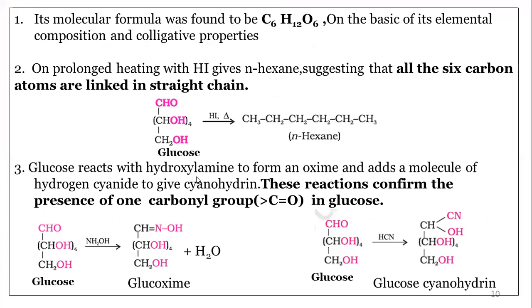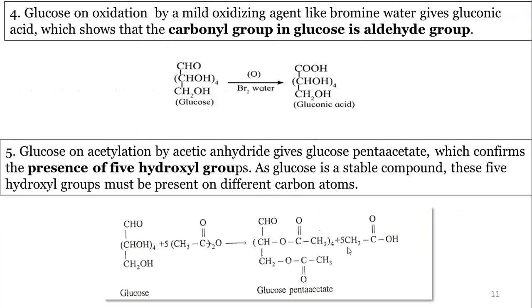Then we are discussing the structure of glucose. There are many evidences. Yesterday we discussed reaction number one. When glucose is treated with HI, it gives n-hexane. This n-hexane indicates that all 6 carbon atoms are linked in a straight chain. Then the reaction with hydroxylamine and the reaction with hydrogen cyanide indicate the presence of a carbonyl group. So glucose contains 6 carbons, and a carbonyl group is there.